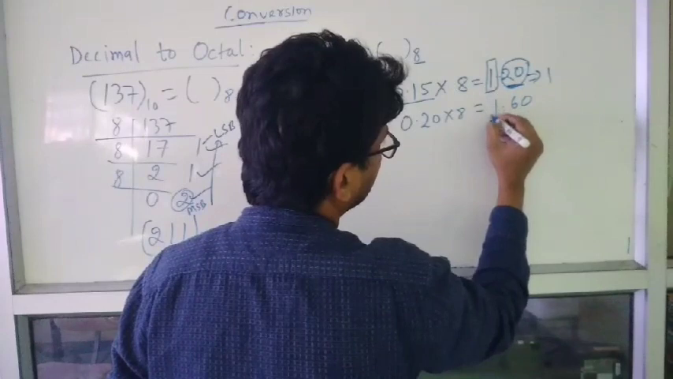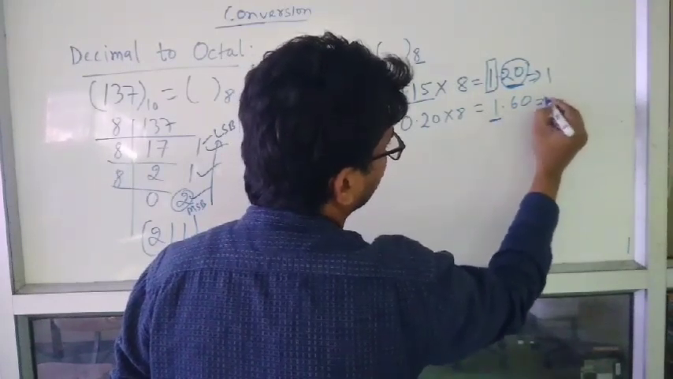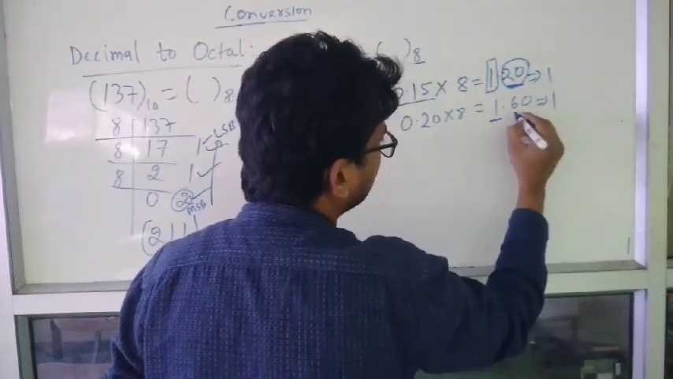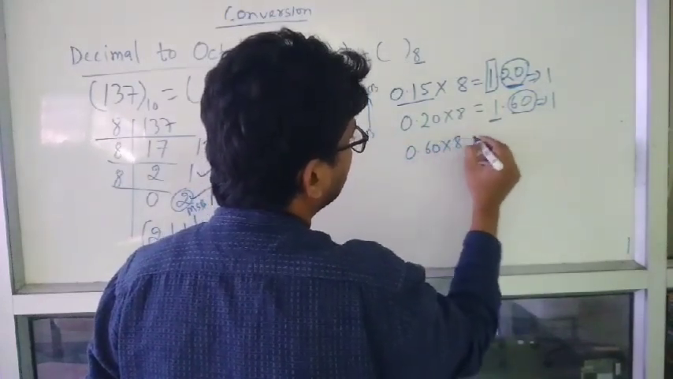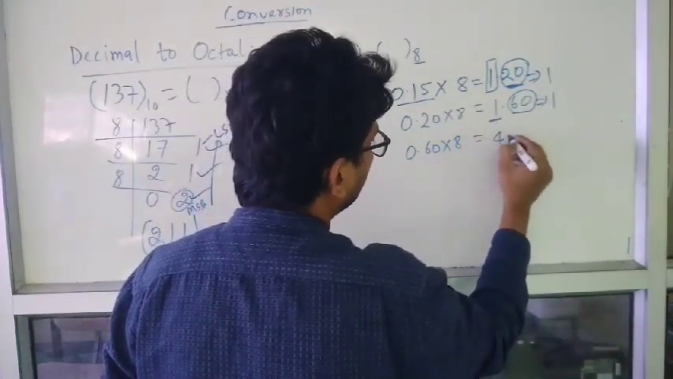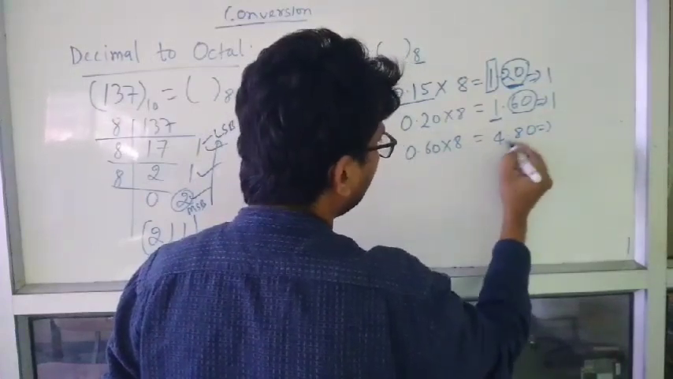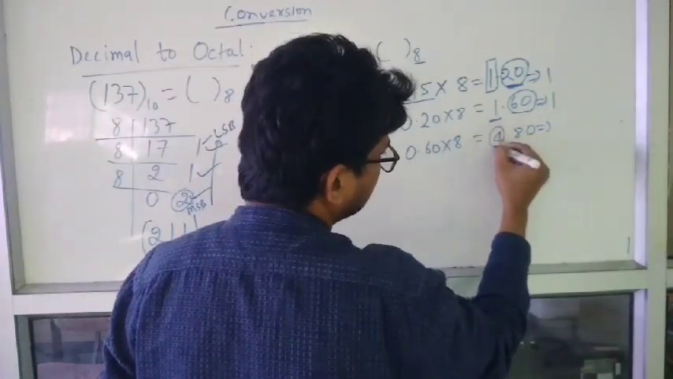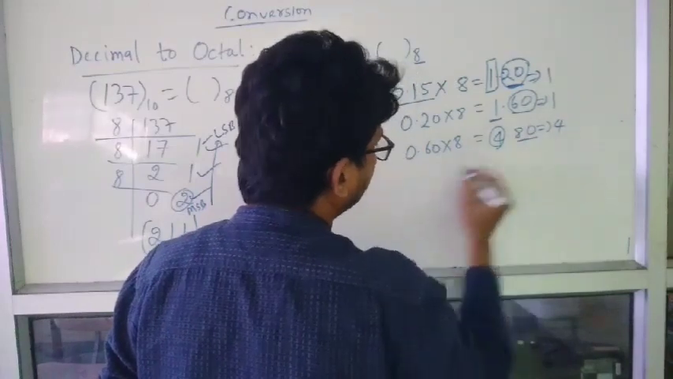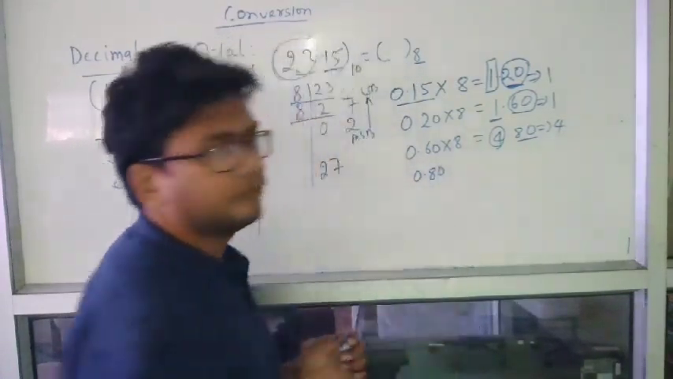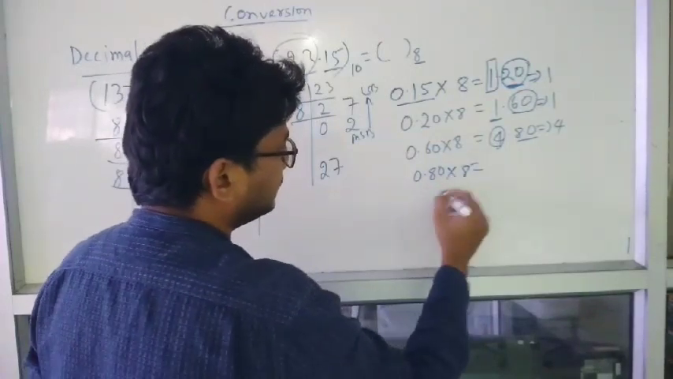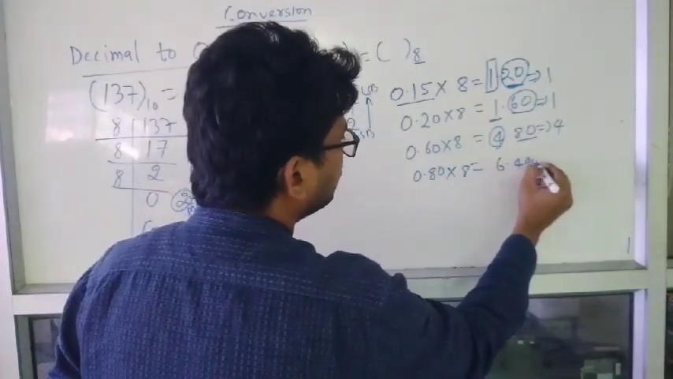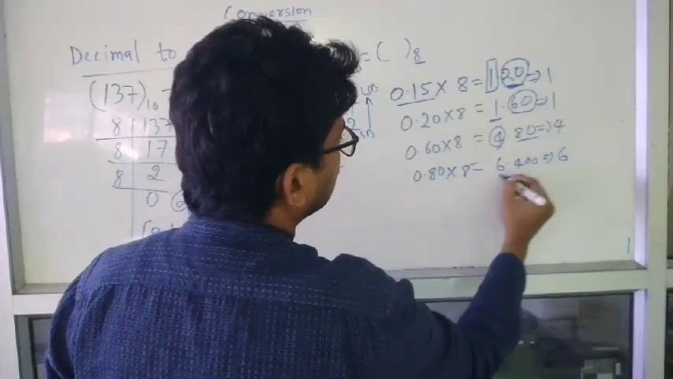So we will get this value 1, we will write over here, and for the fraction part we will again multiply this fraction value by 8, so the answer will be 4.80. Next we will write this integer value over here, and the fraction part which is 0.80, we will again multiply it by 8, so that will be 6.40, so we can write 6 over here.